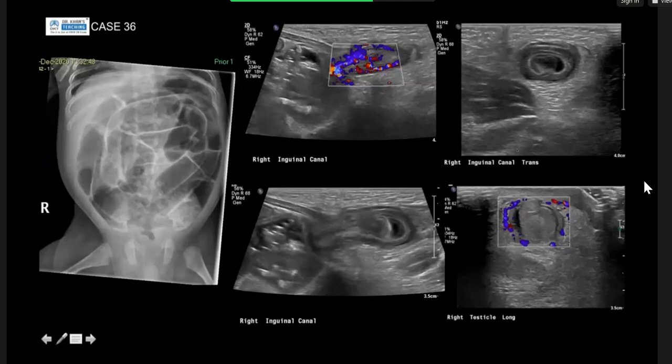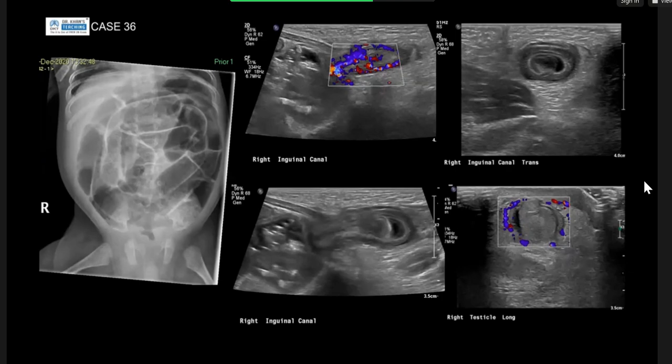And what do you think about that right testicle, which is within the scrotum? What are we seeing on the color Doppler image? There's no vascularity seen within the testicle. Okay, so what does that suggest is happening? There's compromise of the vascular supply. Yeah, because at the inguinal canal.